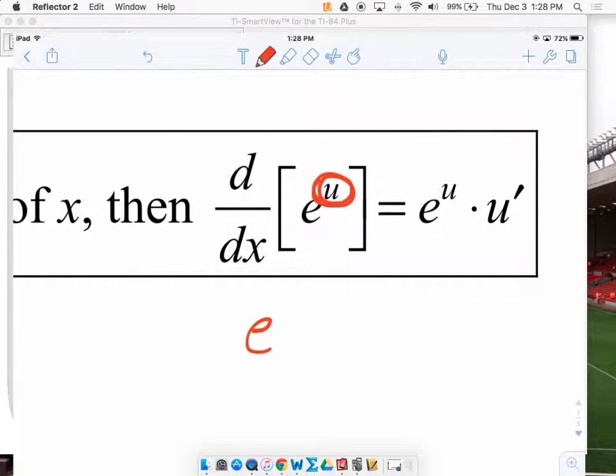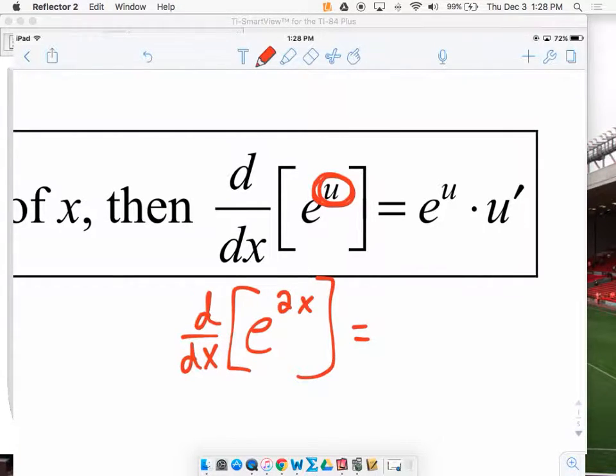So it'll be just like a function. So if I were to say, take the derivative of e to the 2x, right? 2x in this case is the u function. So the derivative of e just becomes e to the 2x, and then the derivative of the exponent is what? 2. So your answer would be 2e to the 2x.